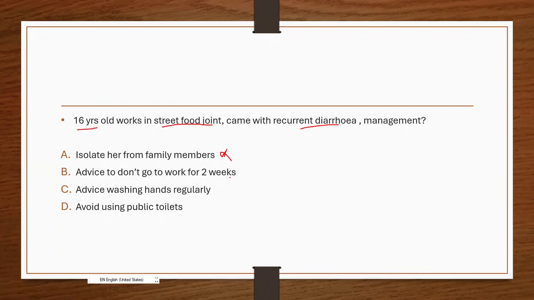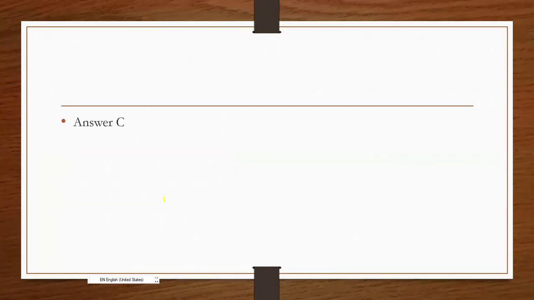Advice to not go for work for 2 weeks, that is not necessary. This is diarrhea, not a contagious disease. Avoid using public toilets. You can't tell that because sometimes you might have to use it, especially when she is working in a street food joint. She might need to access it also. Then advise washing hands regularly. Yes, that is the correct thing, and that is the most logical thing that she can do. Hand hygiene is the most important thing to prevent recurrent diarrhea. So answer C is the correct answer.